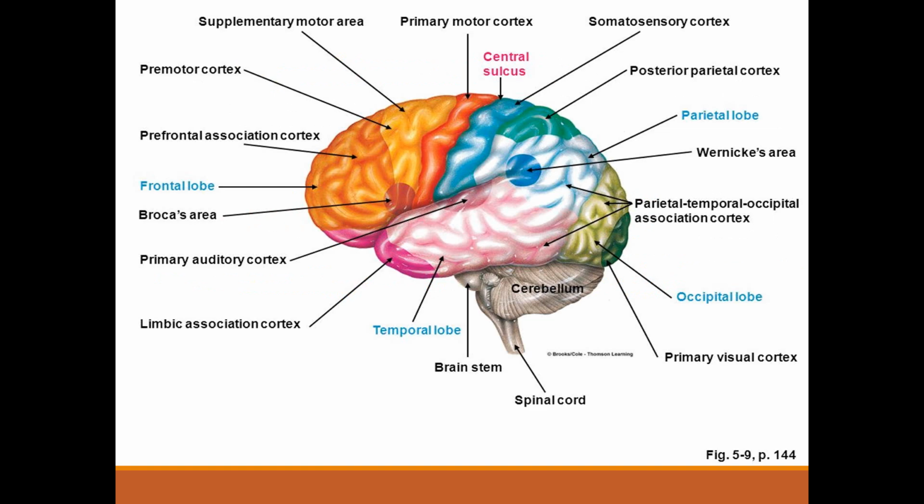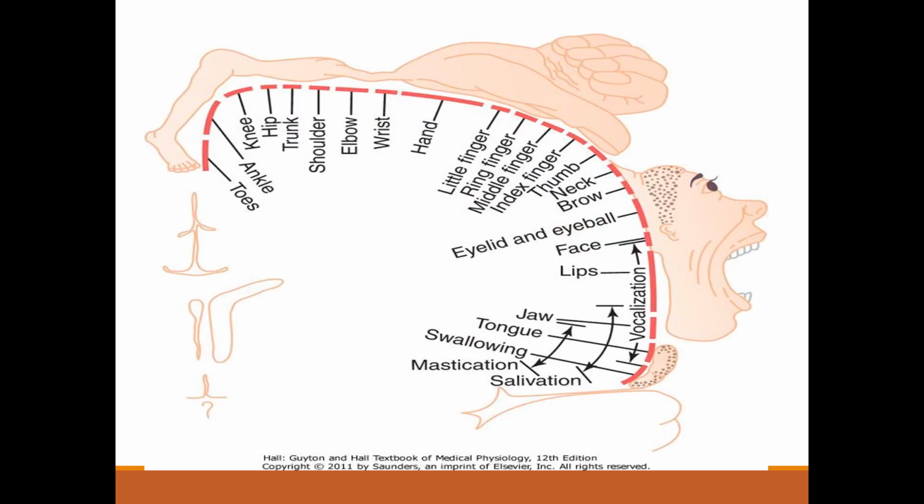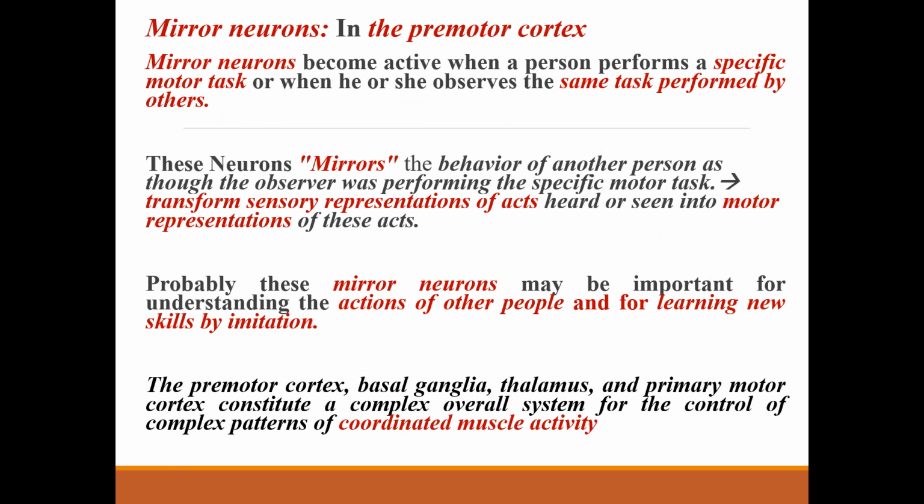Again, the same picture. You can see the location of premotor cortex. Now another term, mirror neurons. In the premotor cortex, mirror neurons become active when a person performs a specific motor task or when he or she observes the same task performed by others.